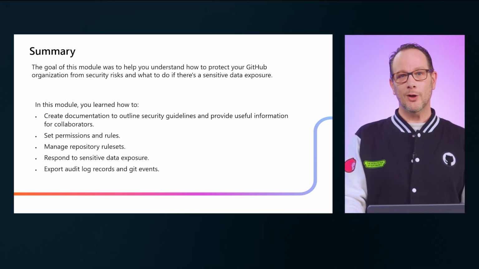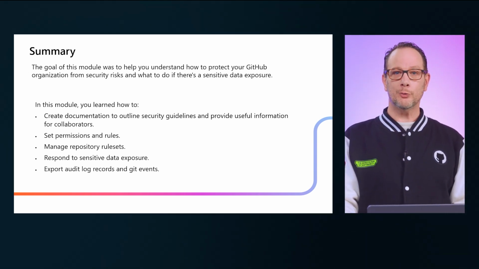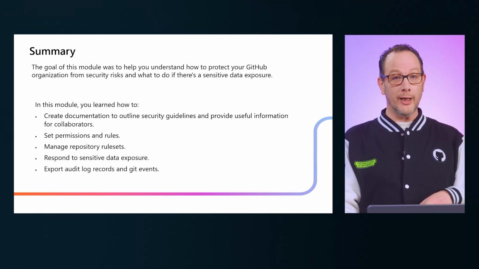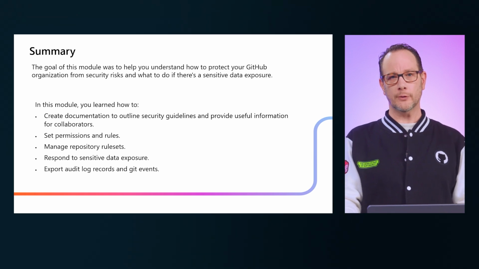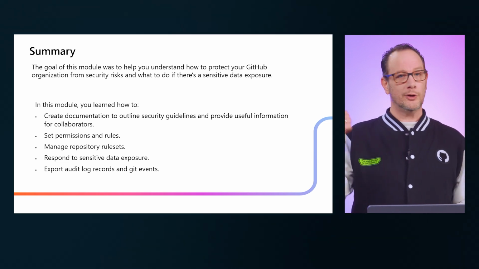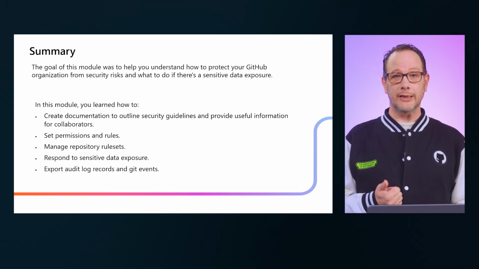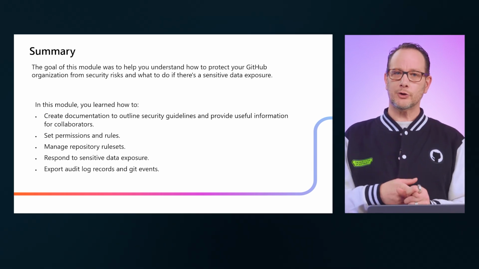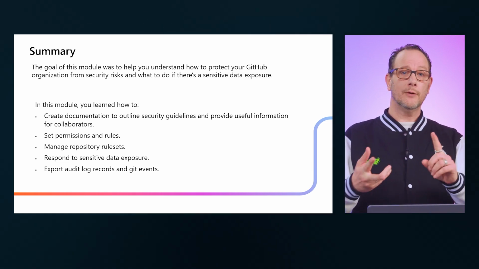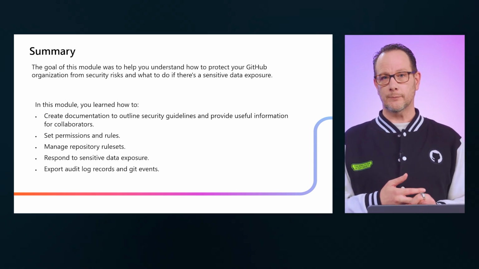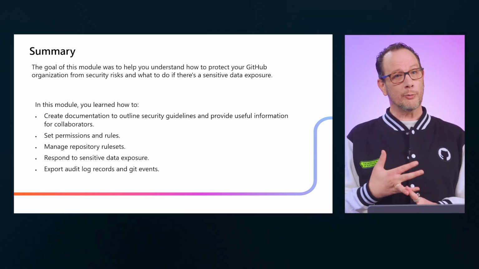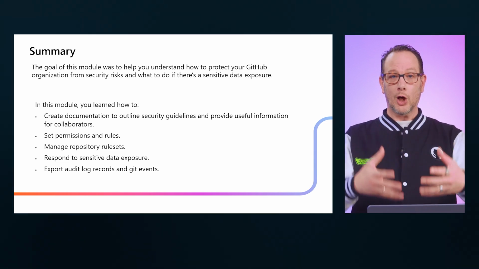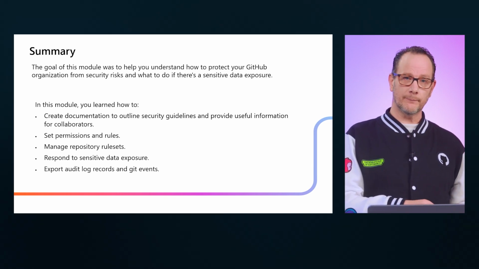The goal of this module was to help you understand how to protect your GitHub organization from security risks and what to do if there is a sensitive data exposure. You learned how to create documentation to outline security guidelines and providing useful information to any collaborator. Next, you learned how to set permissions and rules and how to manage repository rule sets. We also covered how to respond to sensitive data exposure, and then last, I showed you how to export audit log records and Git events.